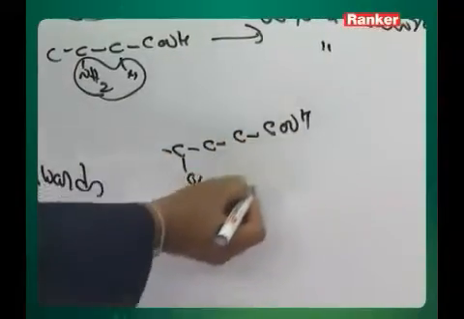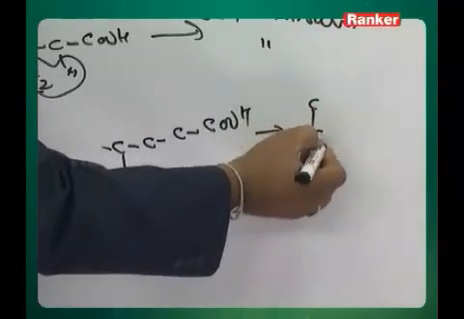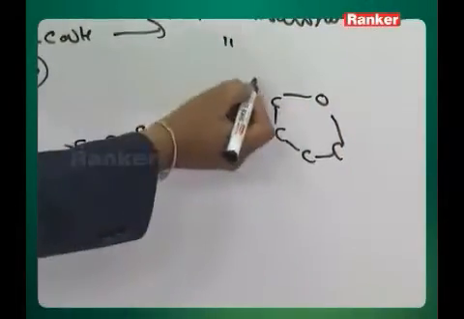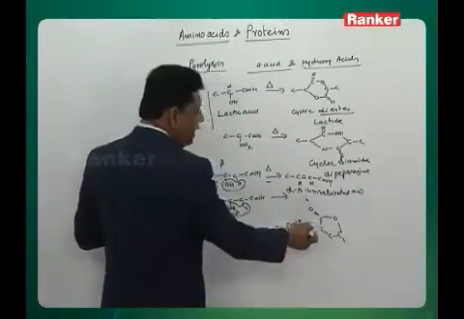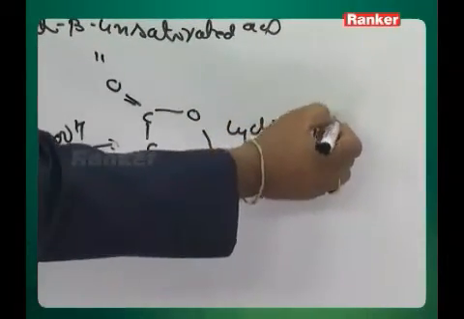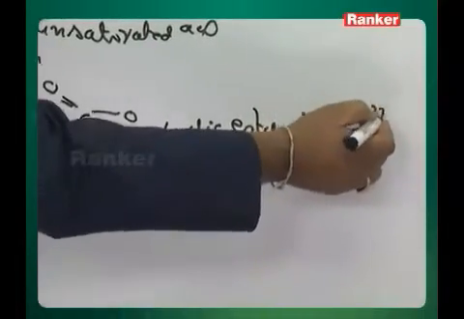This internal reaction takes place between the OH and the COOH. This gives 4 carbons plus 1 oxygen coming in the center. So, you will have a structure like this. So, this is a cyclic ester. Cyclic ester is called a lactone. Cyclic esters are called lactones.